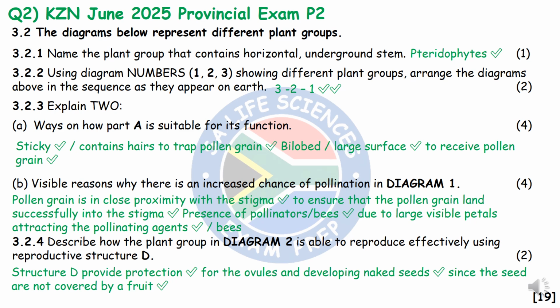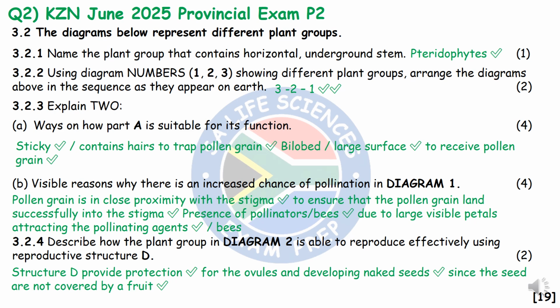Question 3.2.3 says explain 2. So we have got 2 sub-questions. So A says explain 2 ways on how part A is suitable for its function. So part A is referring to the stigma on top of the female reproductive organ, and this is the surface onto which the pollen grains form. So we have to explain in this point.